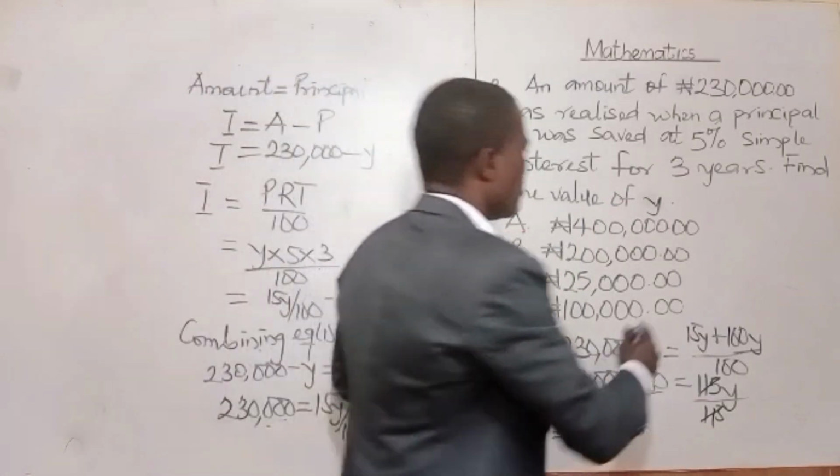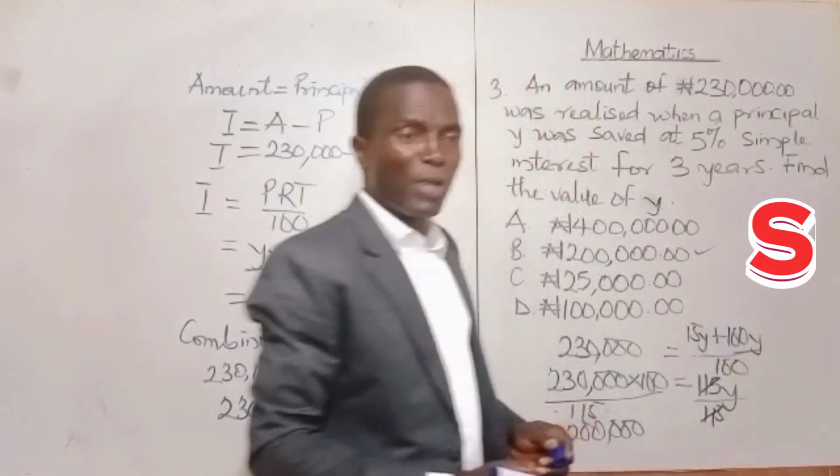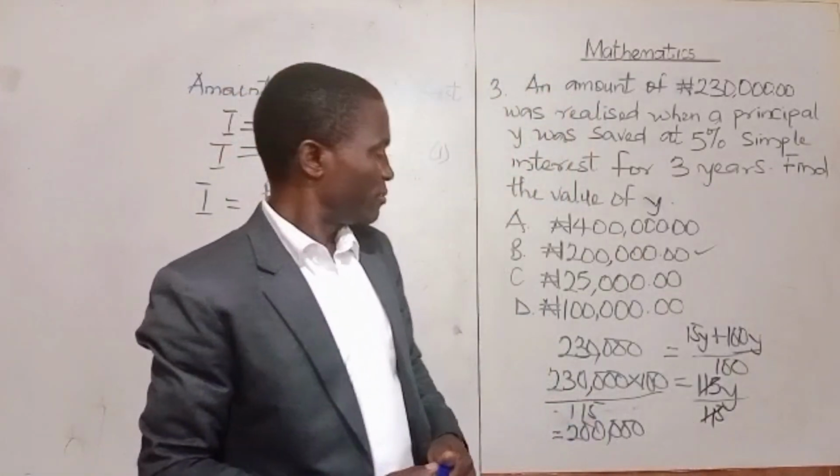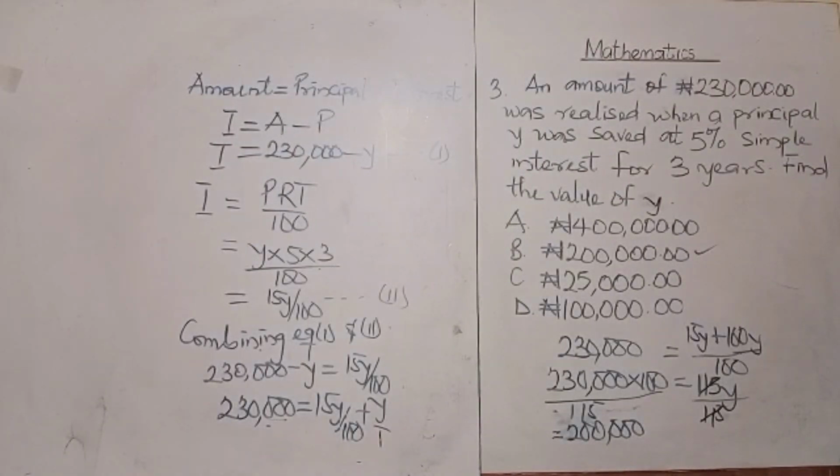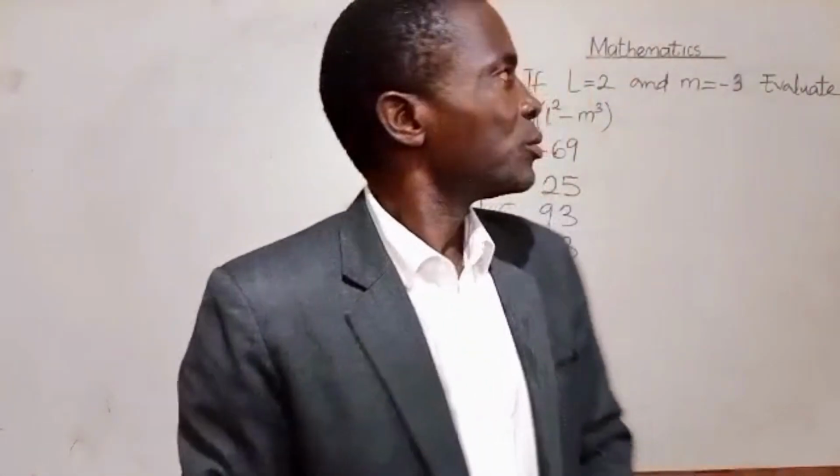So which of the options is most appropriate? Option B is the most appropriate. I want to believe it's very clear to everybody. That is good. So we'll proceed quickly to number 4. This is number 4 example.